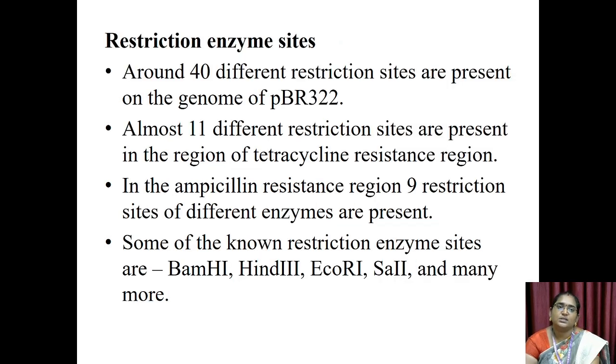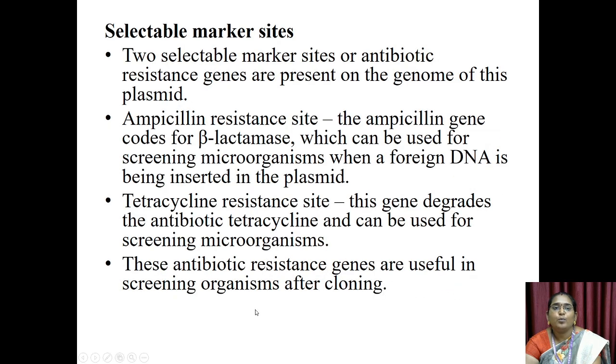Restriction enzyme sites. Around 40 different restriction sites are present on the genome of pBR322. Almost 11 different restriction sites are present in the region of tetracycline resistance. In the ampicillin resistant region, 9 restriction sites of different enzymes are present. Some of the known restriction sites are BamHI, HindIII, EcoRI, SalI, SphI and many more.